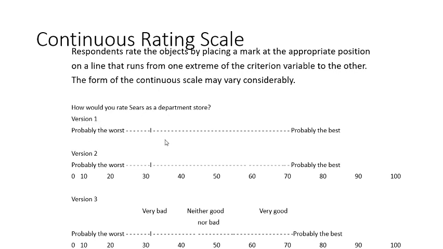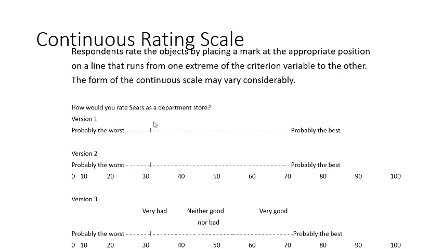This is what is given, and here is version 1, version 2, version 3. One person is asked to select from this, from probably worst to probably best, and they have been given certain choices. Let us suppose these are dots. There will be some dots, and one person needs to consider whether he tilts toward worst or tilts toward best. So this is the one version.